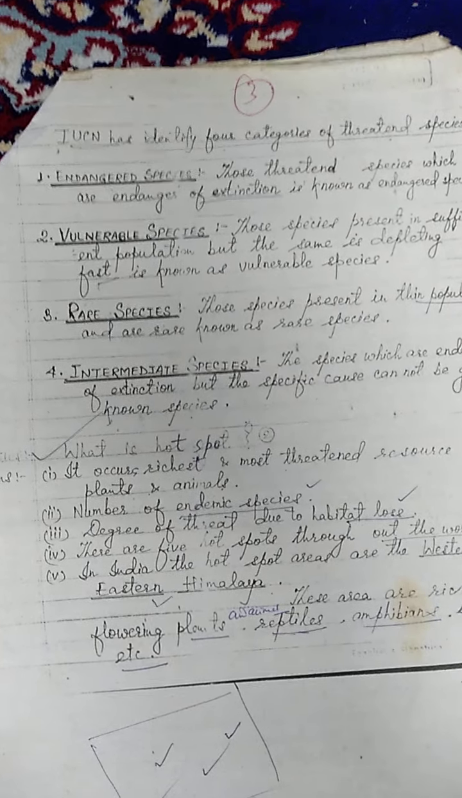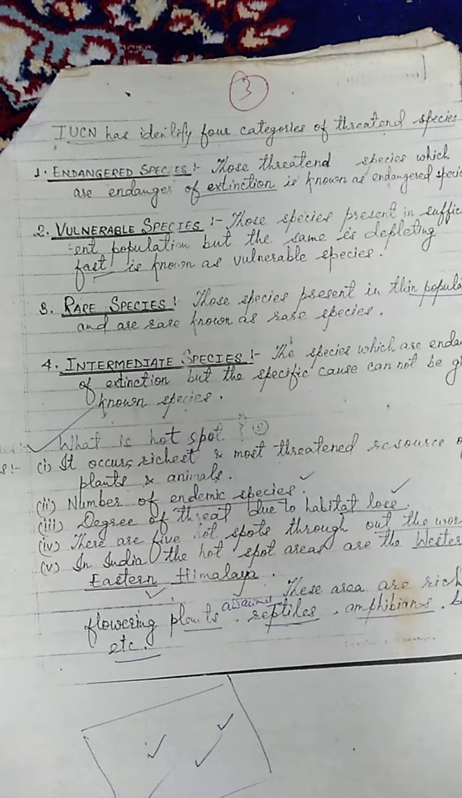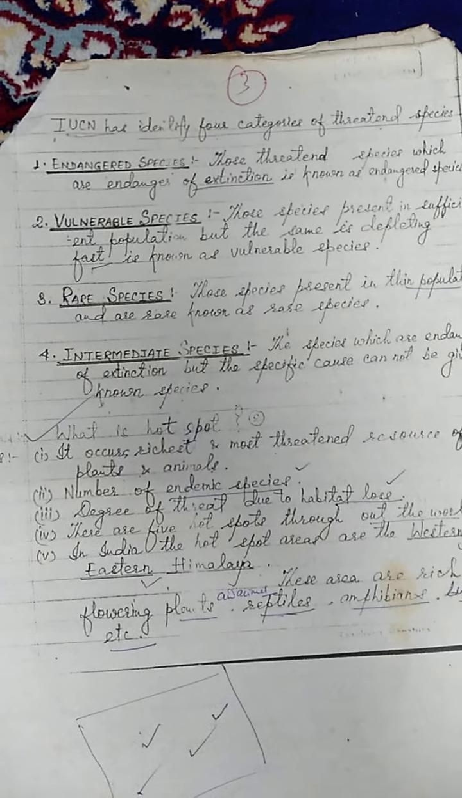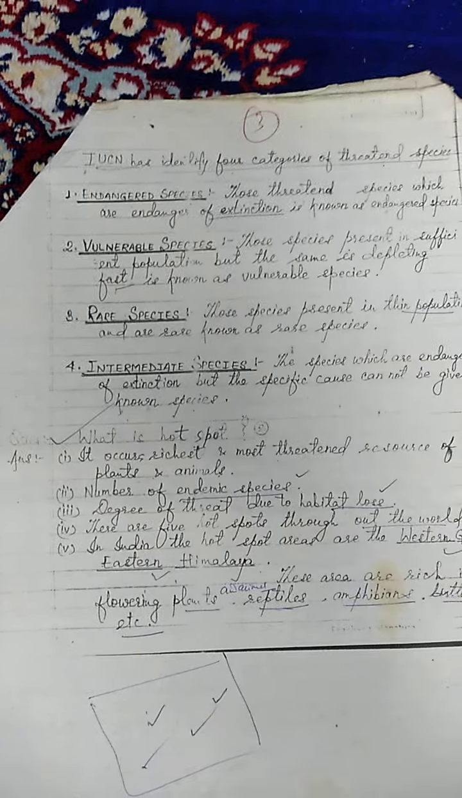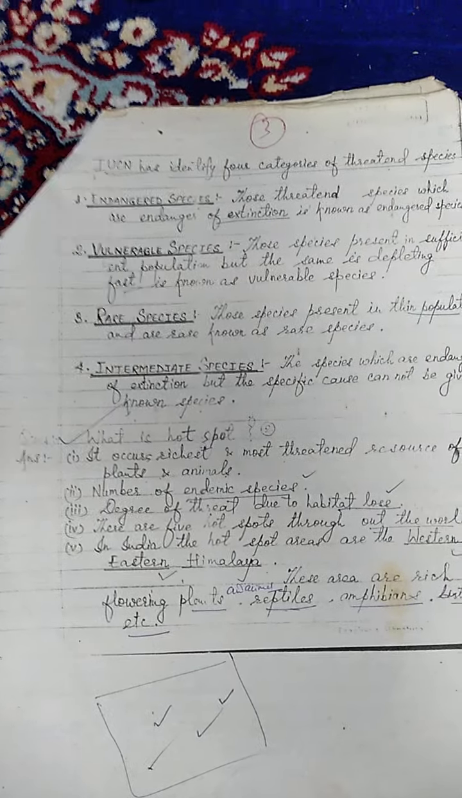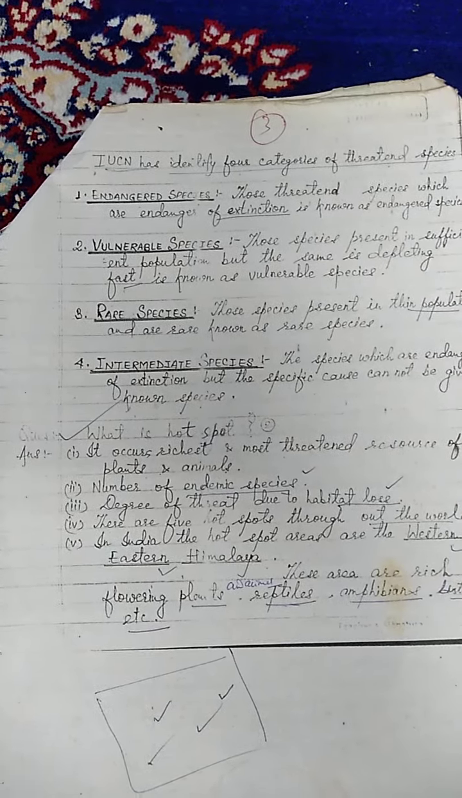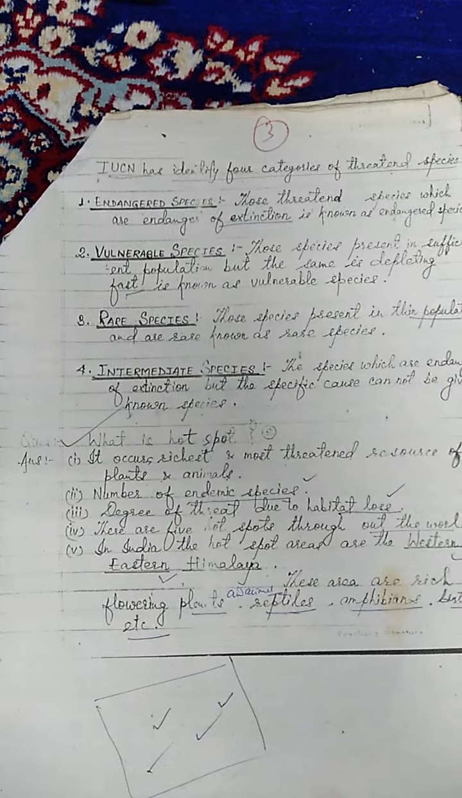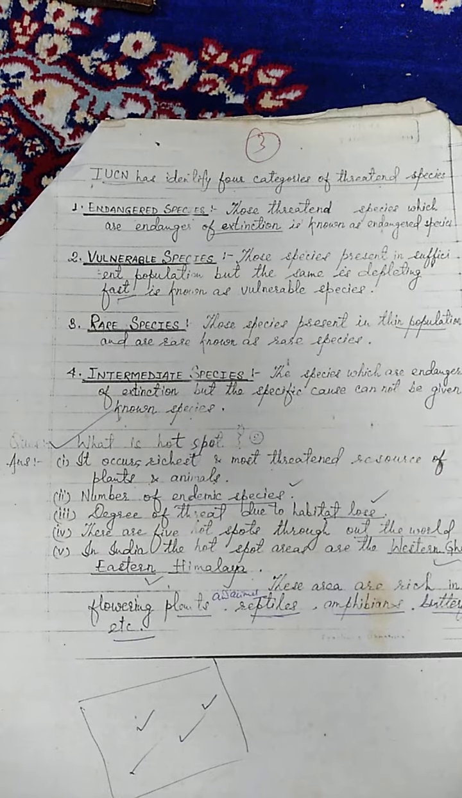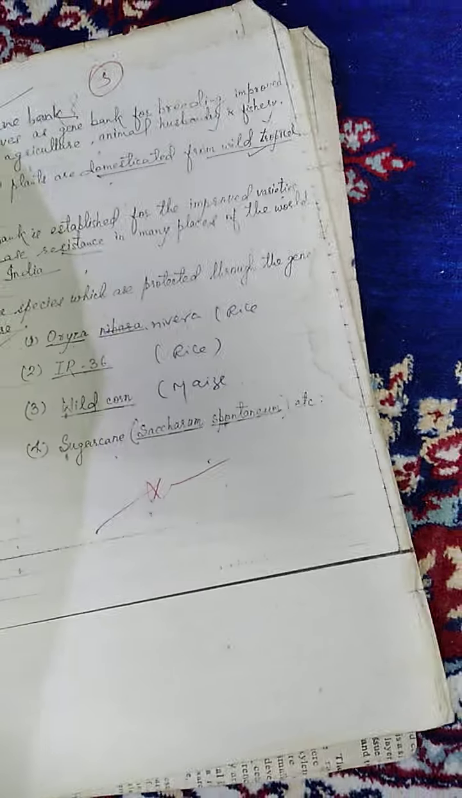It occurs richest and the most threatened resources of the plant and the animal. Number of endemic species, degree of threat due to the habitat loss, not only the habitat loss but also the fire, etc. There are 25 hotspots throughout the world. In India, only 2 hotspots are there, the western and the eastern Himalayas. These areas are rich in flowering plants and animals such as reptiles, amphibians, butterflies, etc.